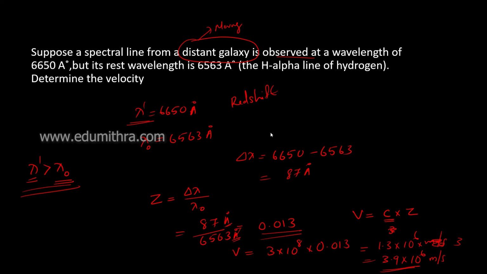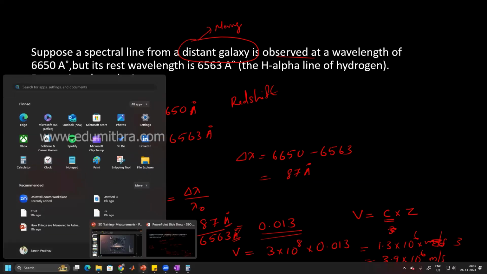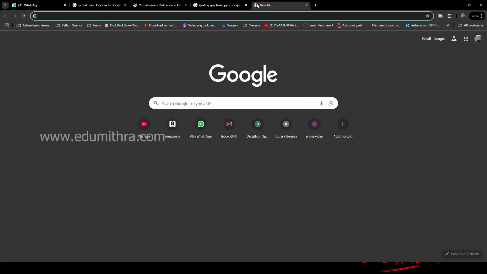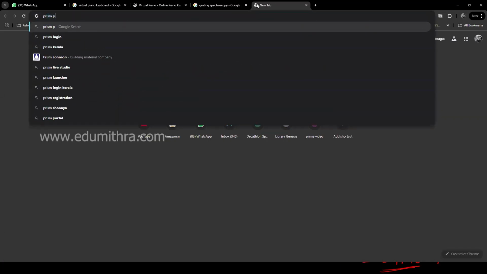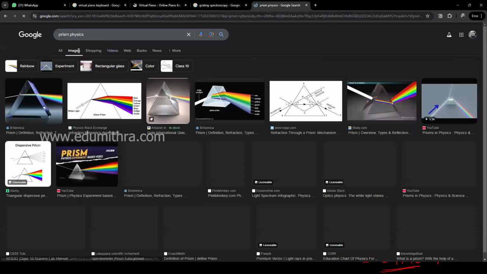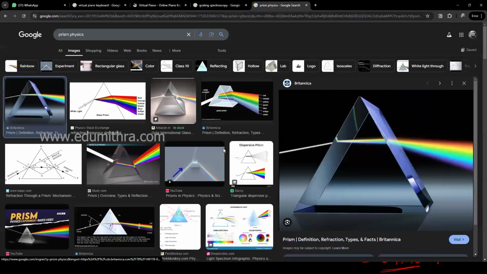What was the name of the triangle mirror? It is not a triangle mirror. I will show you the real picture of that. So this is the actual shape of that thing. Okay, you can see this. So this is the prism.